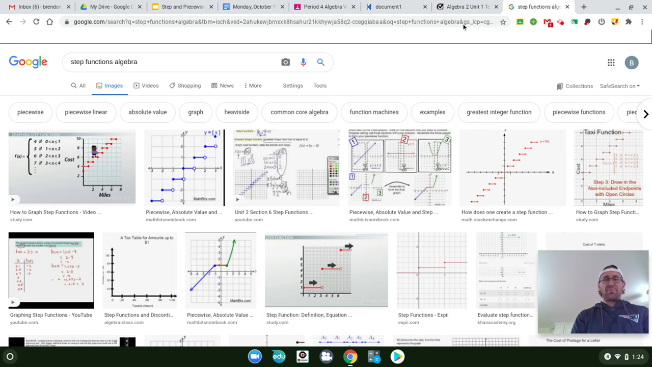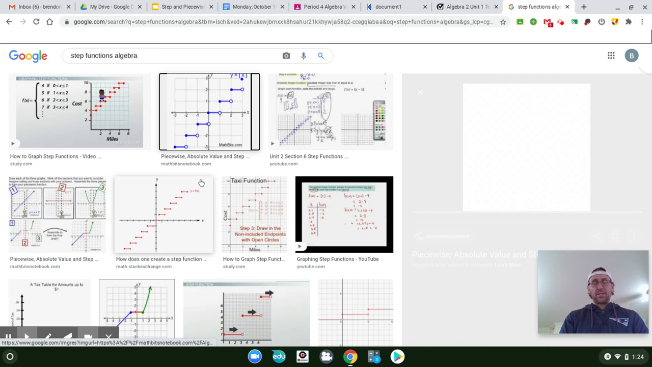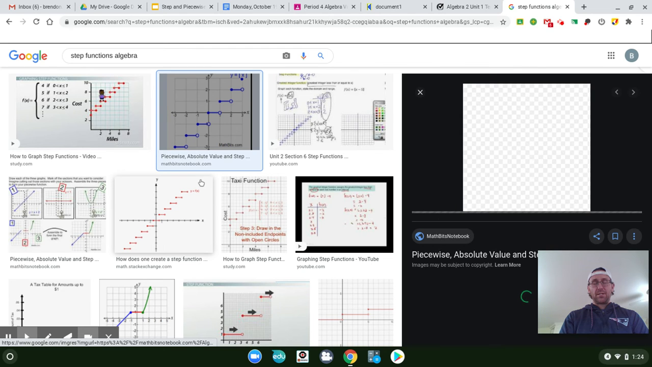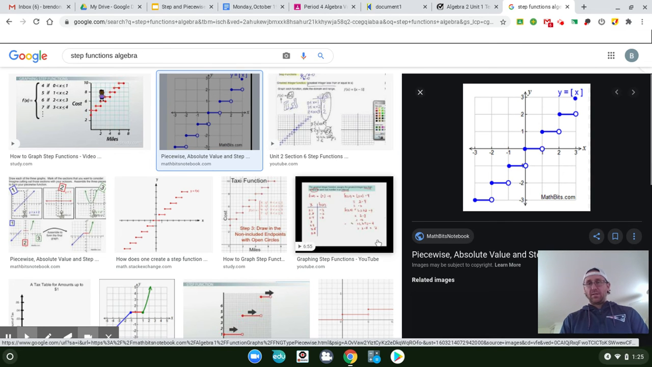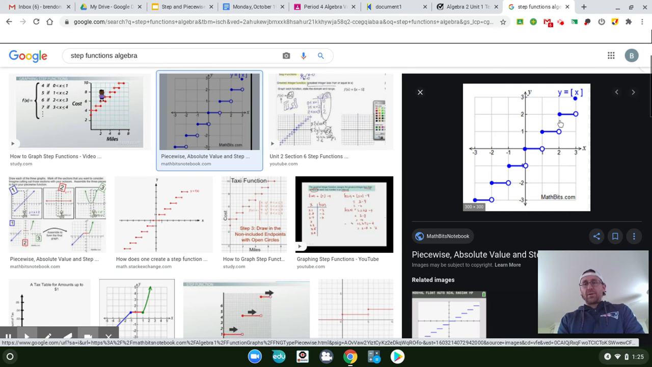Now, if we look at step functions right here, this is the most common step function. This is the parent function, okay? Step functions just mean round down. So any of these values here are not going to be decimals. That's why there's no lines in between these points, okay?